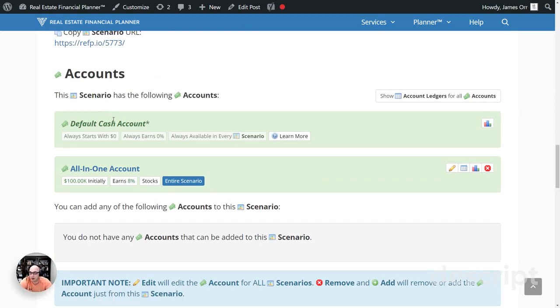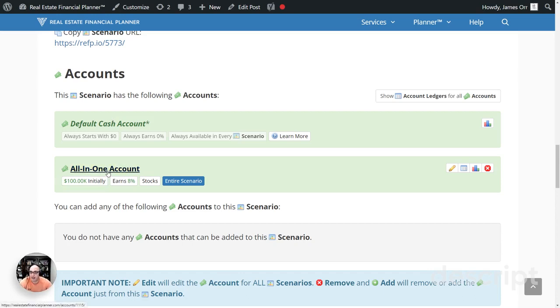Every particular scenario that gets set up has a default cash account. The default cash account is the account that gets used if your regular bank account ever goes below zero. You can't typically have a bank account go below zero, so in those cases we hit the default cash account. That account can go negative, and then we have to see how much money outside of the system you had to bring in to make this work.